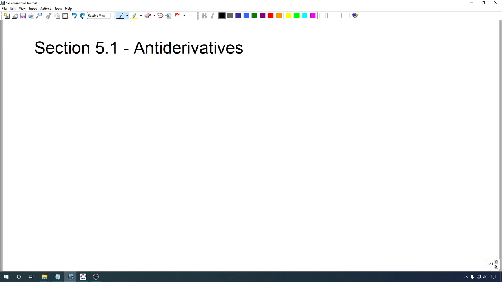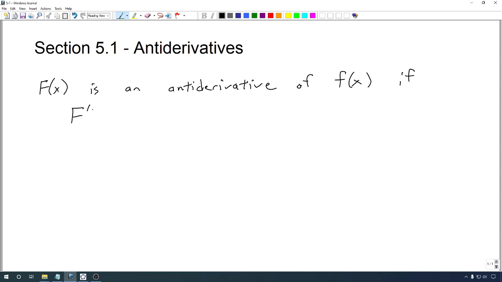We're going to start off with some definitions, though. First of all, we have this term antiderivative. Say a function capital F of x is an antiderivative of little f of x if the derivative of capital F is little f. And this is a frequent notation that's used with antiderivatives.